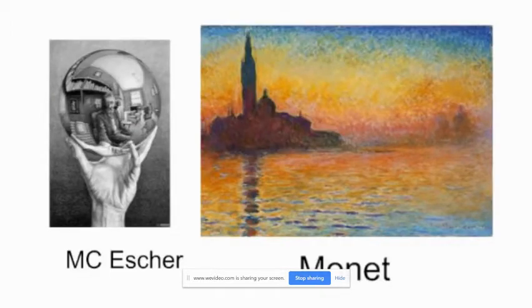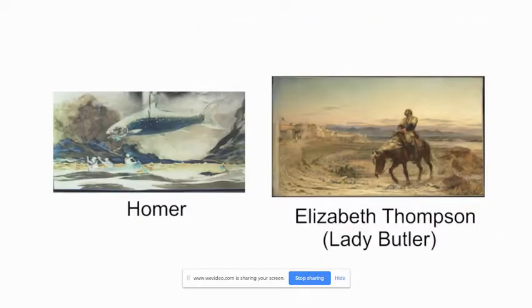M.C. Escher, if you haven't seen him yet, you'll see him in math. He does a lot of different tessellations, optical illusions, and this one is an example of a self-portrait. Claude Monet is an impressionist painter. Winslow Homer does a lot of sports paintings. It's more abstract realism.